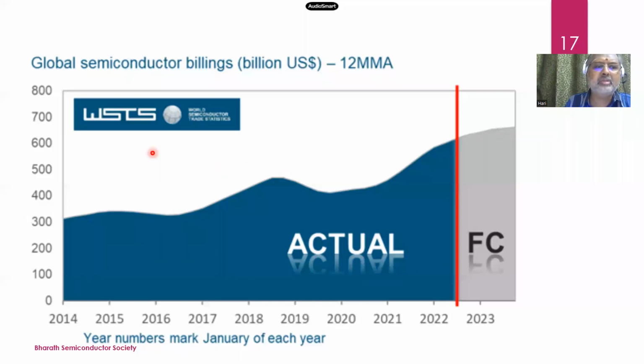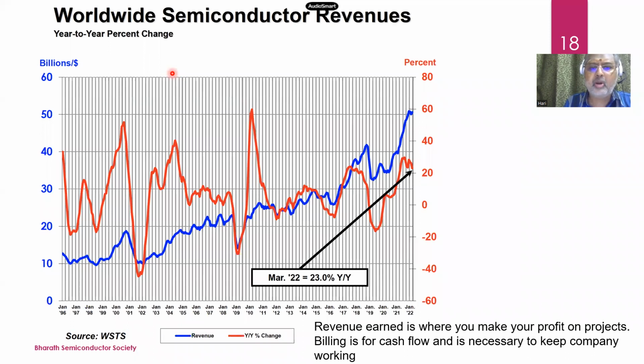This is from WSTS, the World Semiconductor Trade Statistics. This is a global organization. They collect all the global billings, basically, right? What is the overall billings year over year? And the next slide is going to talk about the profit, basically, in billions and in terms of percentages.